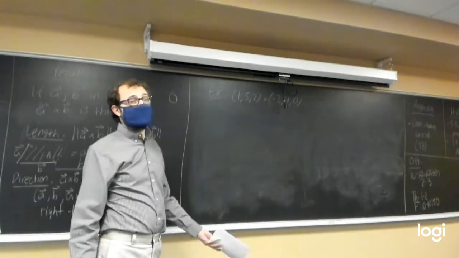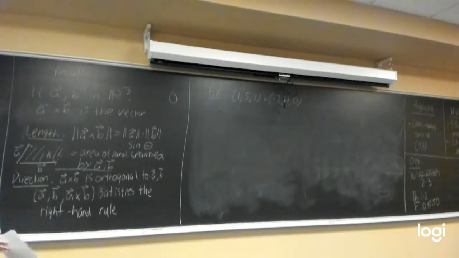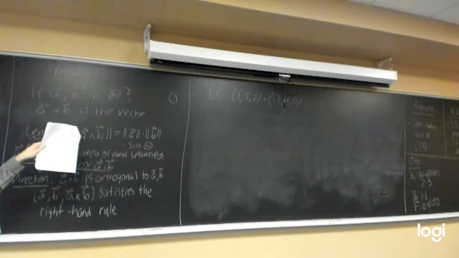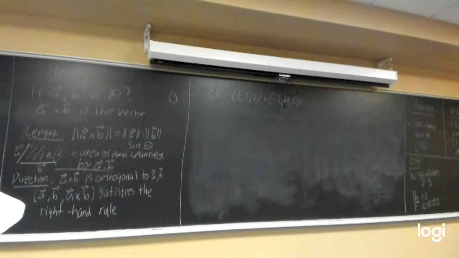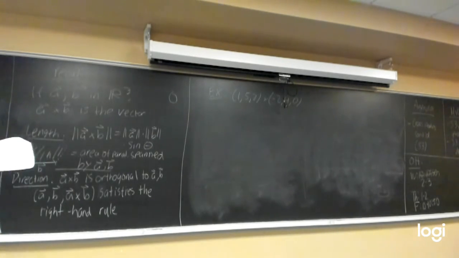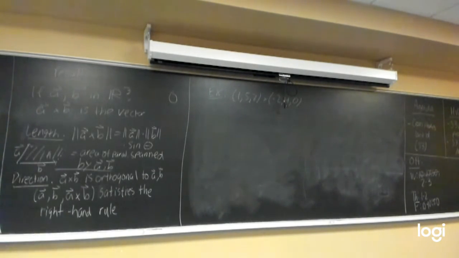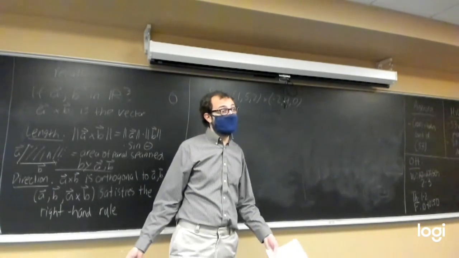In order to compute this, again, we theoretically could use the geometric information and say, oh, well, the length of this vector is going to be the magnitude of (1, 5, 2) times the magnitude of (-2, 4, 0) times the sine of the angle between them. Good luck trying to find the sine of the angle between them without a computer. And the direction is, yeah, we could graph it out and see where the right-hand rule is satisfied. I don't want to. Use the determinant method. It's a bit more algebraically messy, but it gets us much more accurate results.